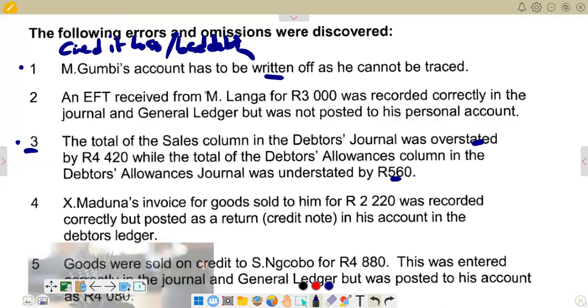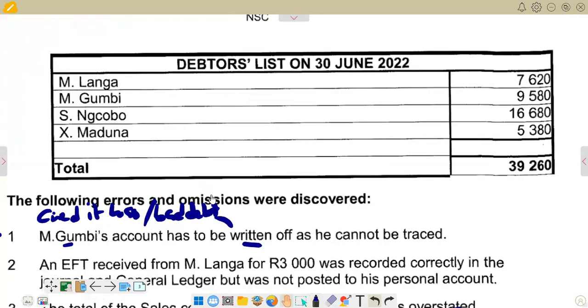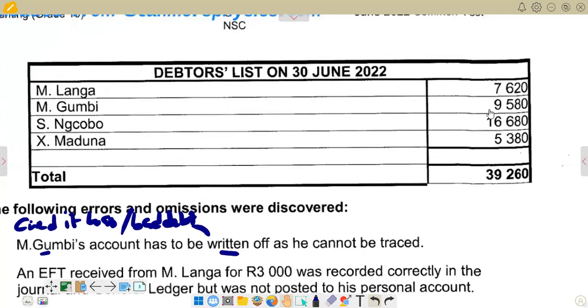So in terms of a credit loss, we are trying to see what's the balance that we have for M Gumbi. Because this statement is saying M Gumbi's account is to be written off as he cannot be traced. So it means we're going to go back and check the amount that M Gumbi is owing. That is the amount that has to be written off. So if we go back, you'd see that the balance is given here. So you've got 9,580 that has to be written off.